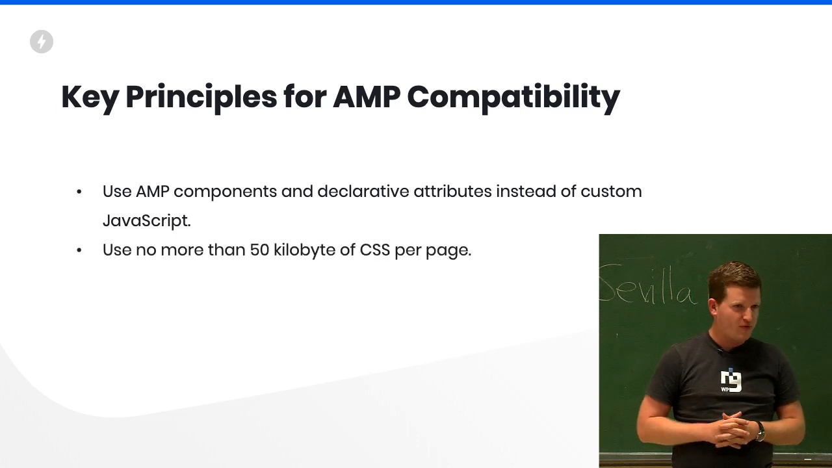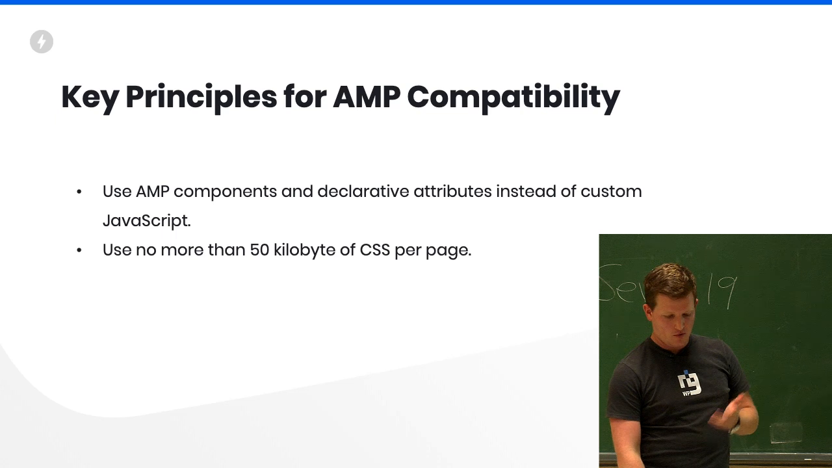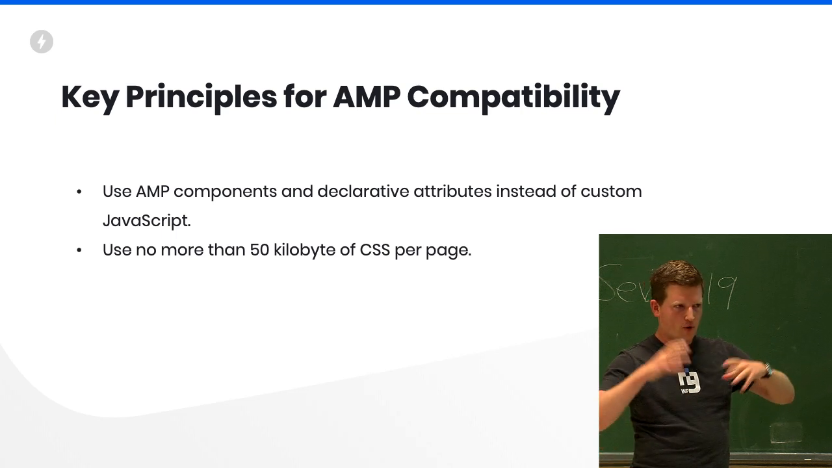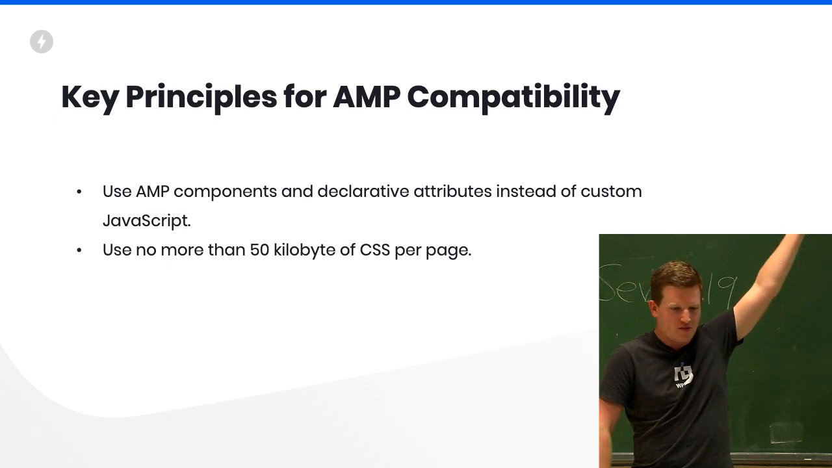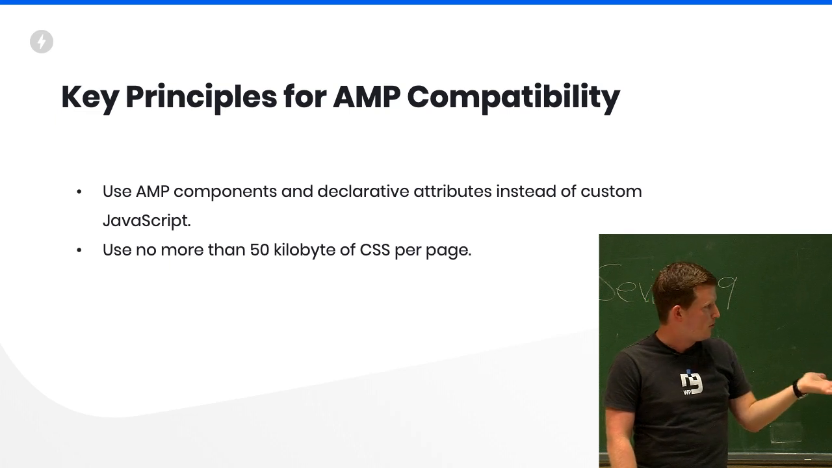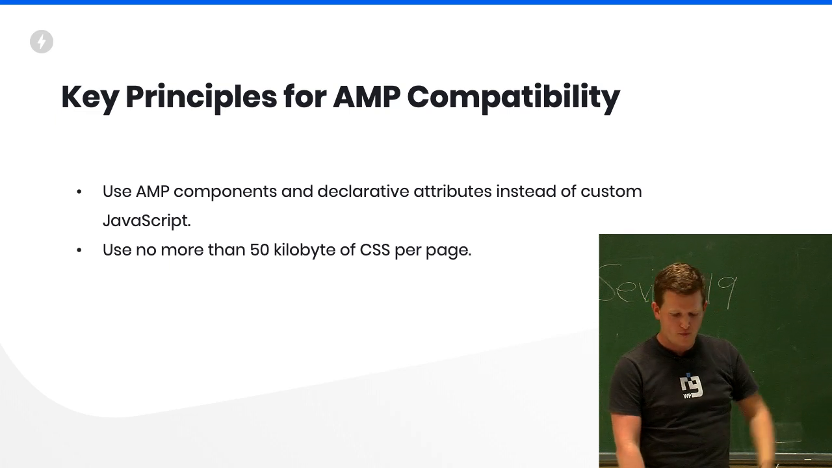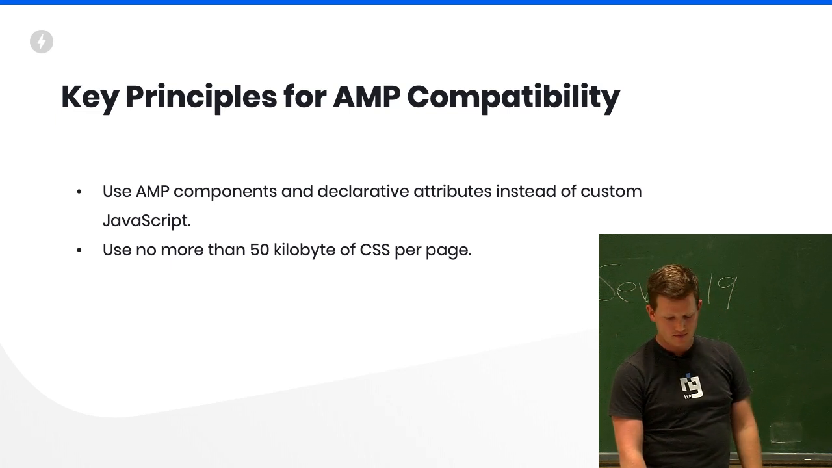Then AMP restricts CSS, so you can't have more than 50 kilobytes of CSS. So really think about becoming more granular with your style sheet. You don't really need to have one massive style sheet as it was back in the day. Today we have HTTP2, so it's not important to serve everything in a single file. Because when you split it out into different files, you can be much more granular with what you load for a certain page.